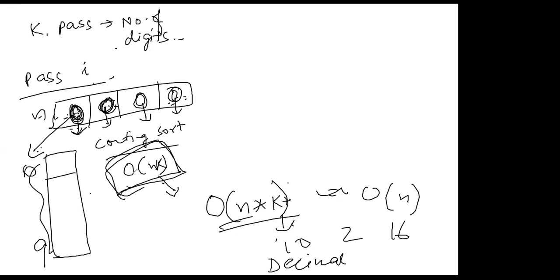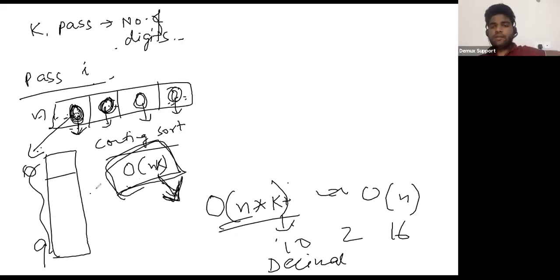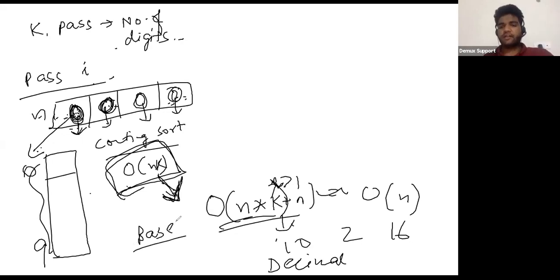Sir, so the advantage of radix sort over counting sort will be use of less memory, maybe. Use of less memory, yes: n into k plus n. But n into k is obviously more than n if k is greater than 1. Yeah, k need not be 10. You are right, Utsav. You can choose any base and sort. That's the generalized version of radix sort. Is that what you're trying to say?